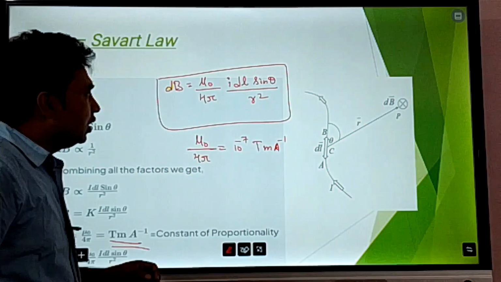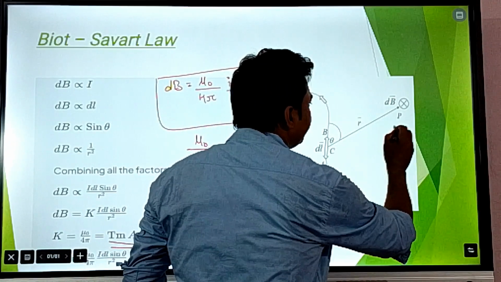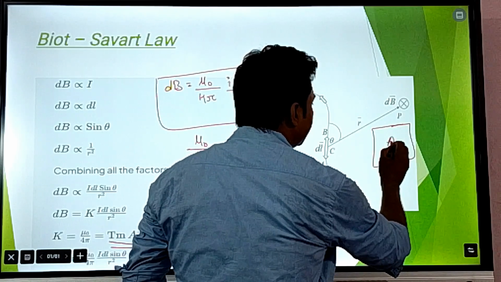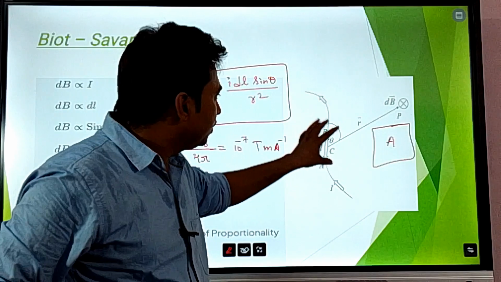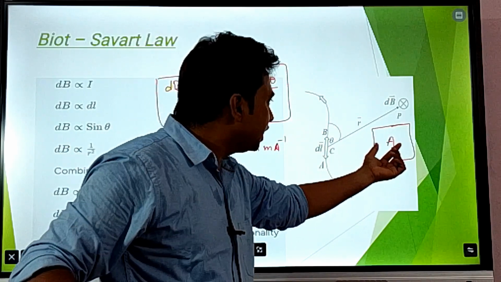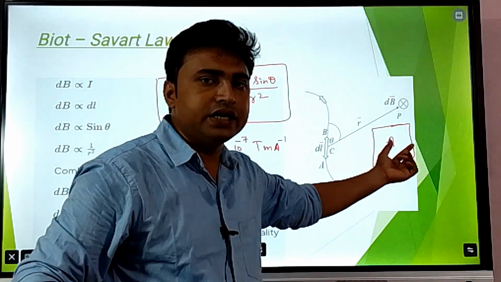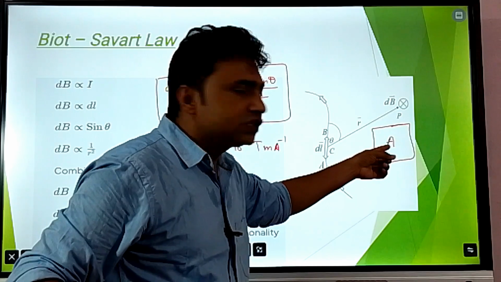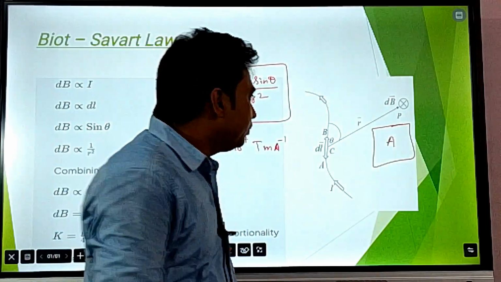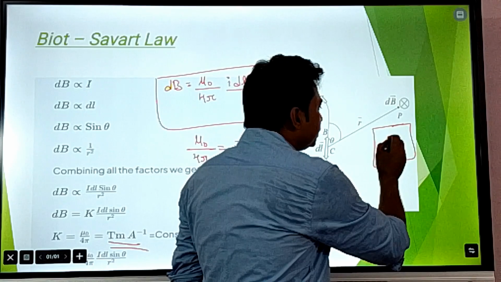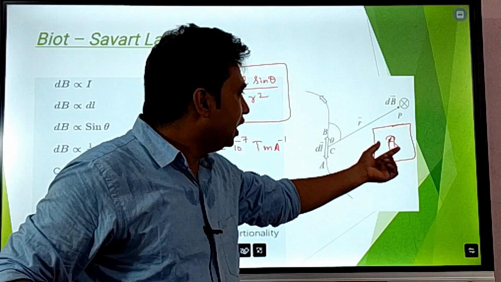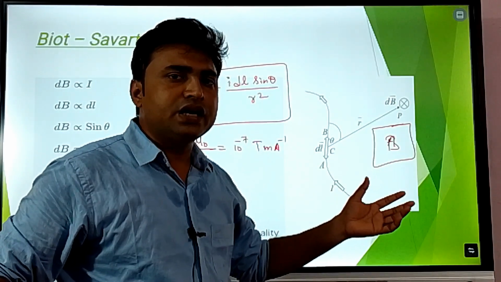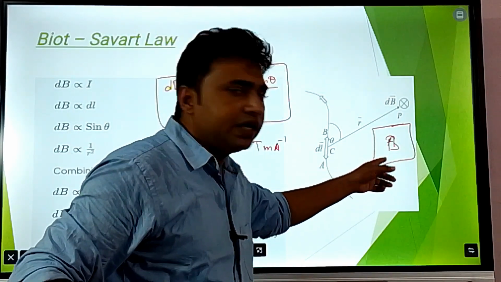Suppose I have put some medium here, suppose this is A type of medium, and when I put this medium A beside this wire, I find that it is getting highly magnetized. It means the permeability of this medium is very high. But if another medium, suppose B, I am keeping here, is getting only slightly magnetized, it means the permeability is less.